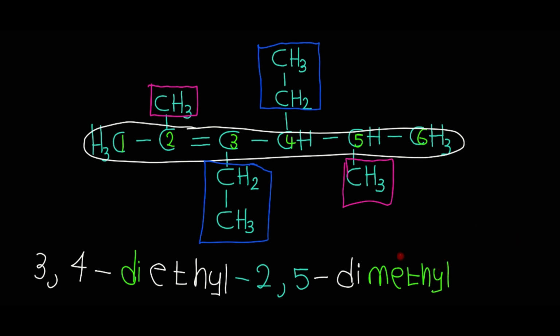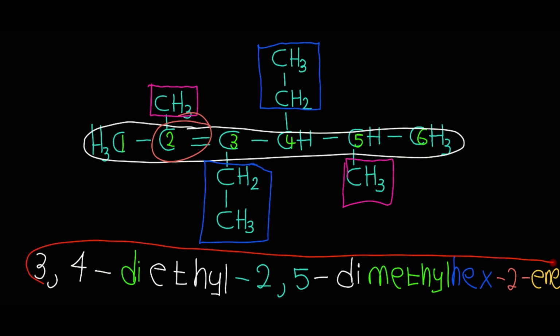So now because we have written the substituents, we look at the root. Our longest chain has 6 carbons, so 6 is hex, so we say hex, and then we specify the double bond. This double bond is obtained in carbon number 2, so we say 2, and from there we add the suffix ene. So this is the name. And that's it for this question.